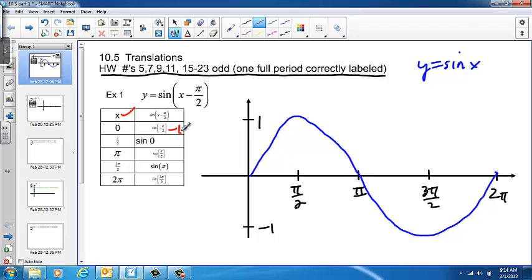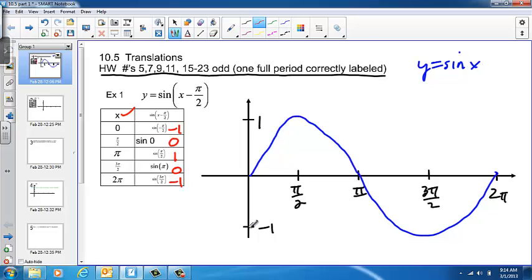When x is pi over 2, pi over 2 minus pi over 2 is 0, so the sine of 0 is 0. When x is pi, sine of pi minus pi over 2 becomes sine of pi over 2, which is 1. When x is 3 pi over 2, subtract pi over 2, we're now looking at sine of pi, which is 0. And the sine of 2 pi minus pi over 2 is the sine of 3 pi over 2, which is negative 1. So let's plot these points.